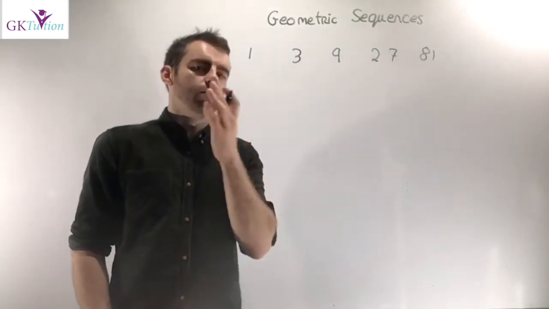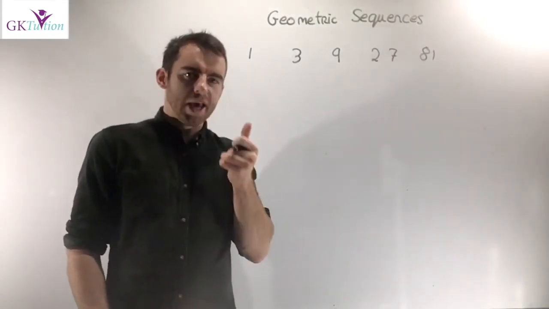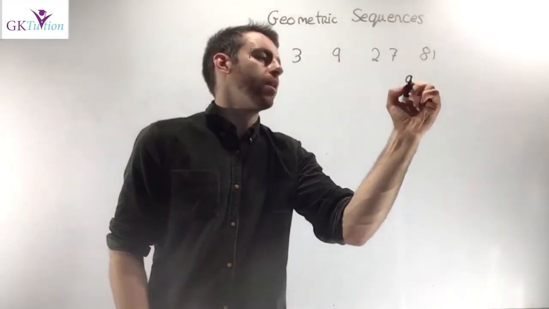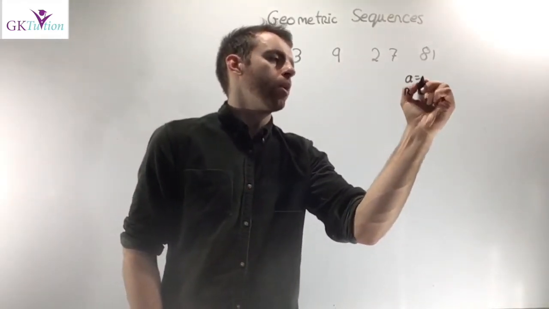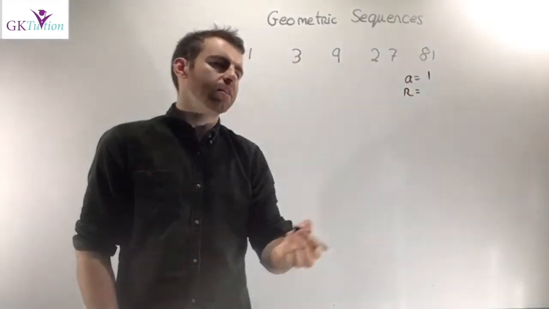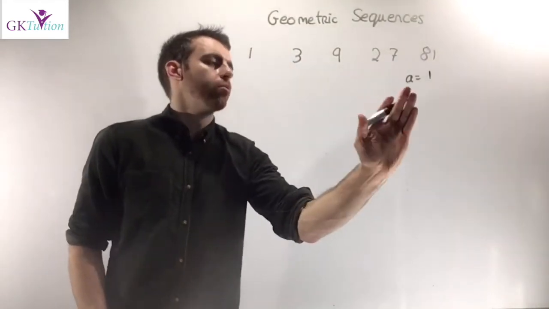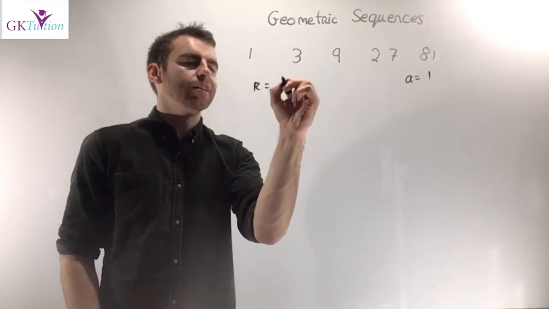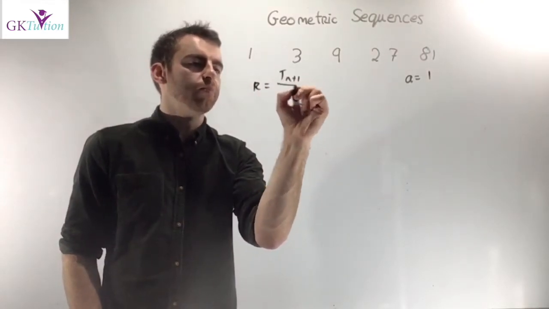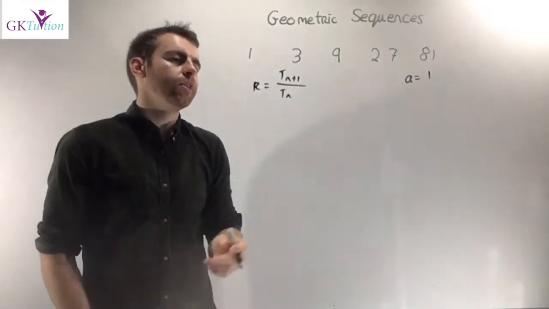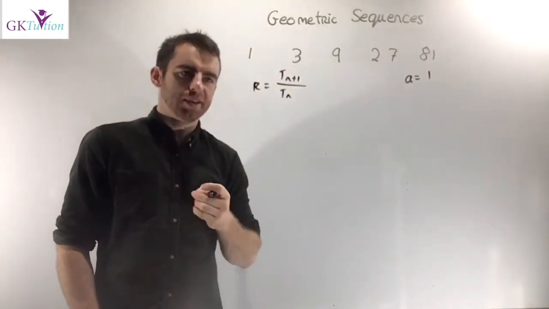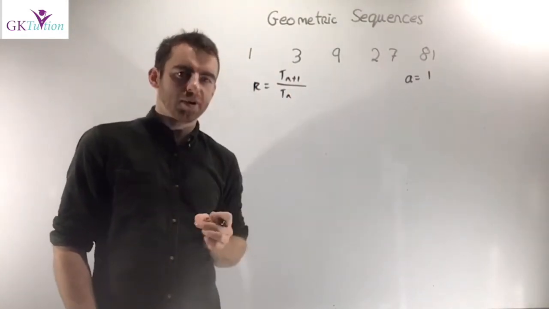When we're dealing with arithmetic sequences, we have to talk about a and d. Here we have to talk about a and r, where a is the first term, in this case clearly 1, and r is the common ratio. In order to work out your r, it is any term divided by the previous term. So for example, Tn plus 1 divided by Tn. Any term divided by the previous term.